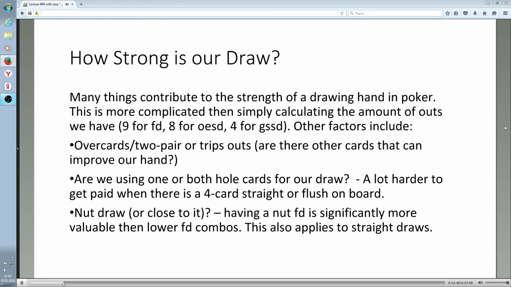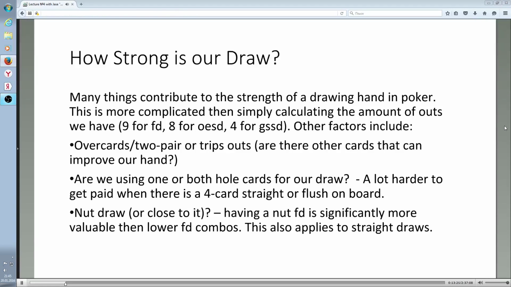And then, as we talked about before, do we have the nut draw or close to it? I think this is pretty obvious, but having a nut flush draw is significantly more valuable than having lower flush draw combos. And obviously the reason for this is because when we do flop, say, a flush draw, some of the hands that are going to be in our opponent's range are flush draws as well. So if we have a low flush, there's always the chance, of course, that when we do hit our flush, we're not going to have the best hand because our opponent's going to have a higher flush than us.